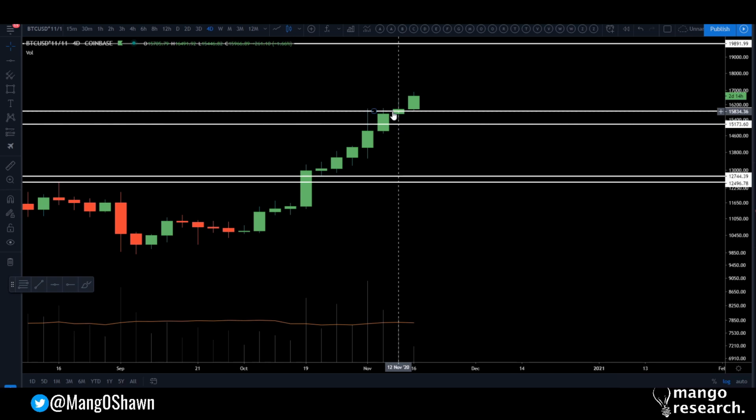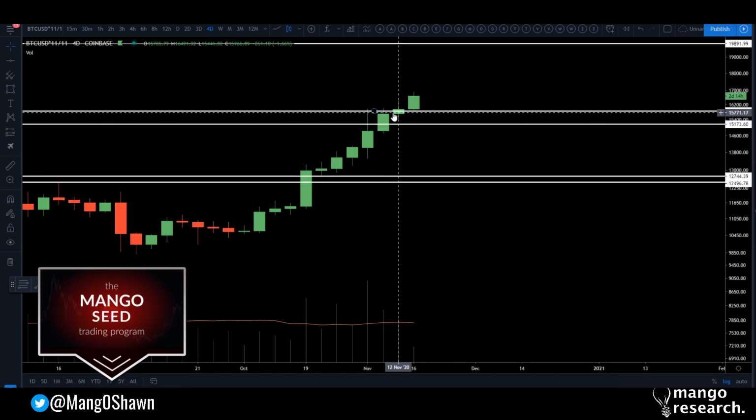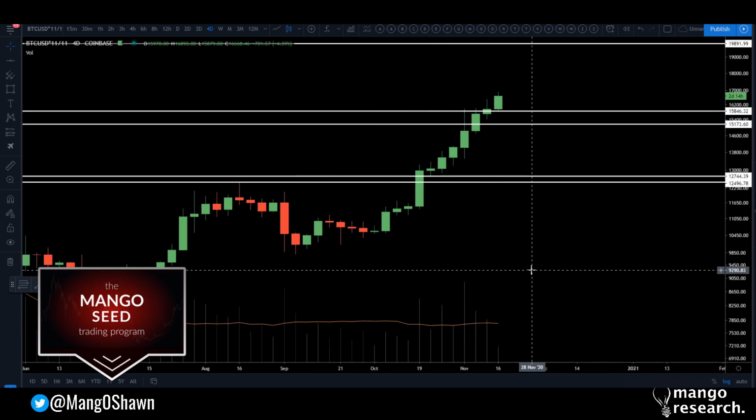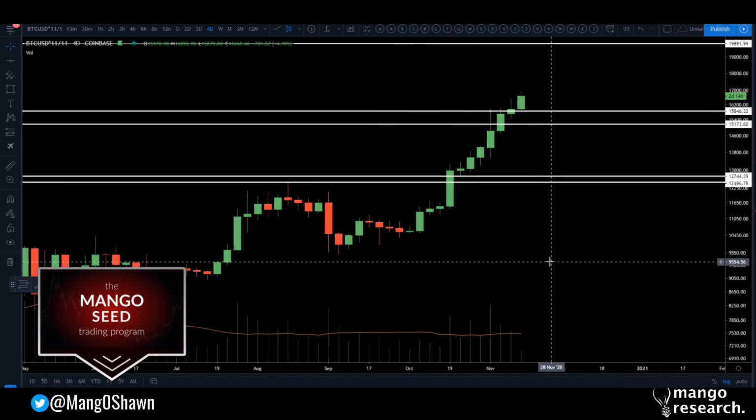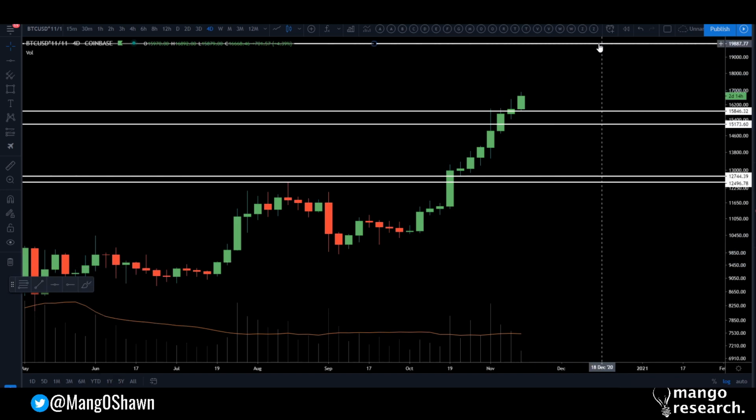But we did not clear the second level of the zone yet. So the zone has not been cleared just yet. Look what happens right after. On the third 4-day candle going into the zone, we closed right above. And now we're using the top of the zone as support. So what's the next level above that? Well, it's actually all the way up at 20,000.